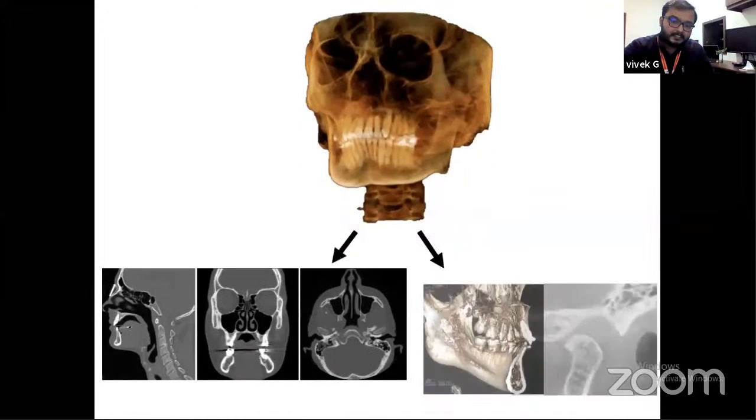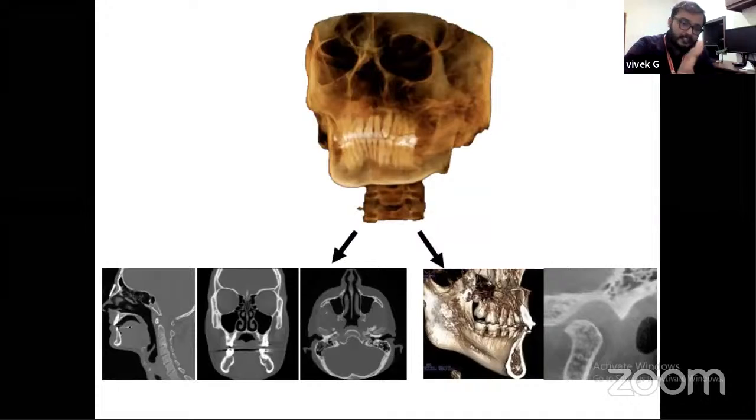When you imagine it with a skull, you can see that from there you can either go for axial, coronal, sagittal cuts, or you can get bone view, dental view, TMJ views, multiplanar views. A plethora of opportunities is available.